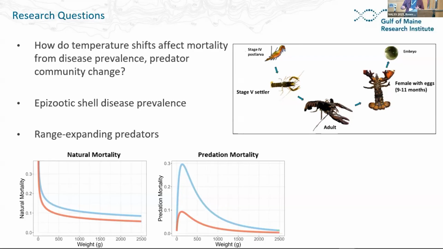We know that species are expanding their ranges, and if there are new predators in the area, what size classes of lobster are most vulnerable? How does that change? So building that into these mortality mechanisms will be really important for the population dynamics as a whole.